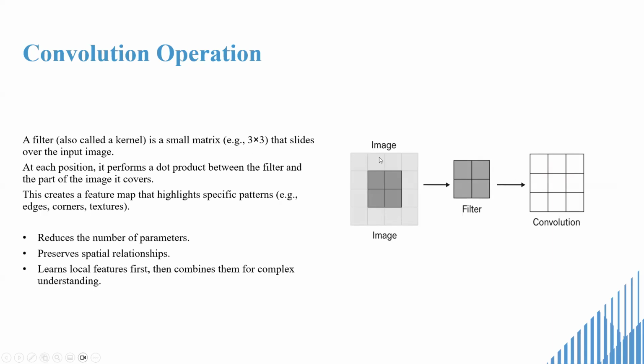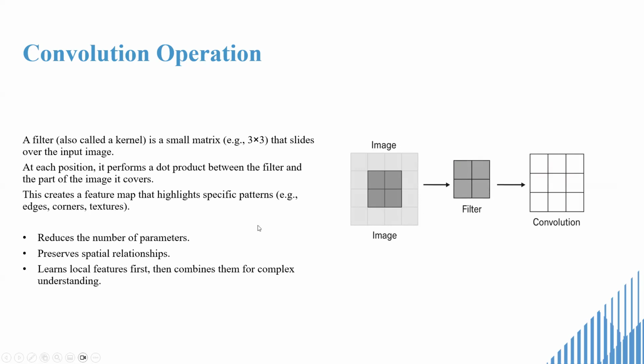So it works like this: it goes from the input and slides, from this one to the other one, until it reaches the end. So it slides over the input image. At each position, it performs a dot product between the filter and the part of the image it covers. It creates a feature map that highlights specific patterns, edges, corners, and textures. So it will find out where the edges, the corners, and the textures are.